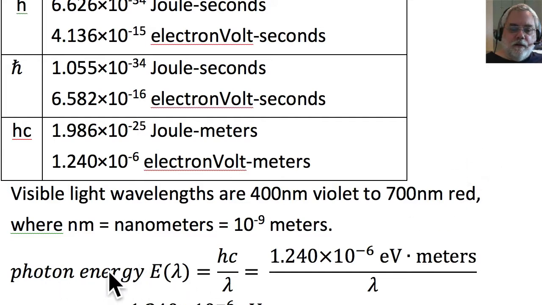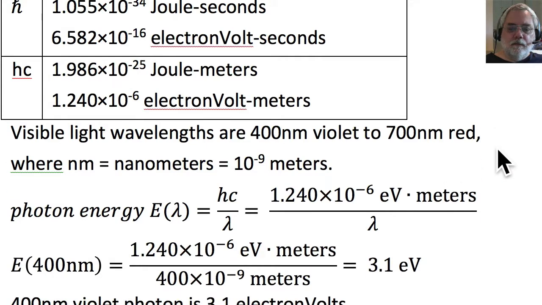Let's calculate photon energy for a particular wavelength lambda. It's hc over lambda, and we'll just pull out this value for hc. 1.24 by 10 to the minus 6 electron volts, which we write as eV, times meters divided by lambda, where lambda is the wavelength in meters. Let's use the example of violet, 400 nanometers. This over 400 nanometers, we get 3.1 electron volts.